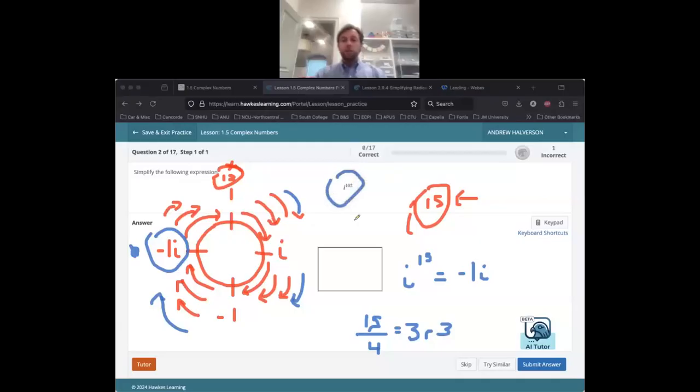So let's take this one, 102. 102 divided by 4. How many rotations around my clock do I do? 25 rotations. Remainder what? Remainder 2, because 100 leaves 2. So that means I end up where? I end up right here on my 2nd step, meaning that this thing is equal to negative 1.